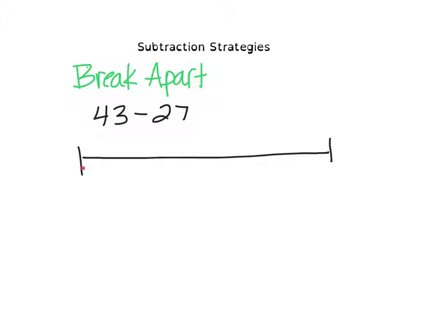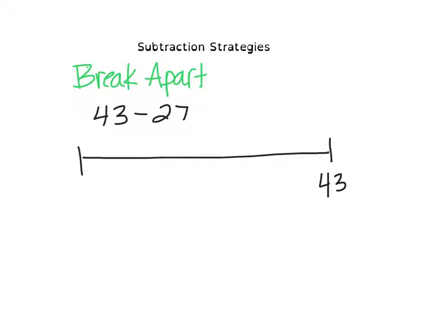Remember, small numbers go here, large numbers go here. So our 43 is our large number, our altogether number. That's going to go here. In a break apart, what you're doing is you're going to take this number and break it into manageable pieces so we can subtract it easily.